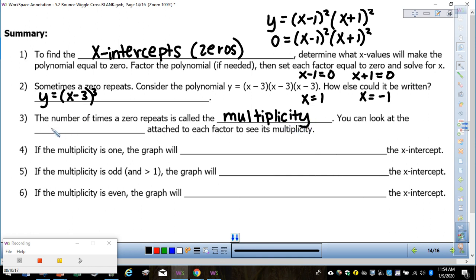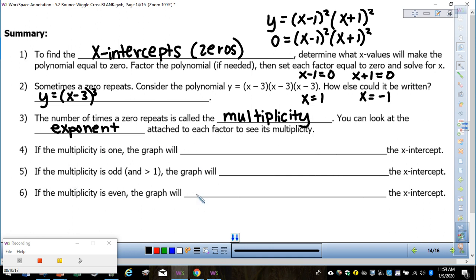And all you need to do is look at the exponent attached to each factor to see its multiplicity. So, for example, in the previous one, it would have a multiplicity of 3. That's the exponent that's attached to the factor. So up until this point, we've been using the word exponent. We said, hey, even exponents, it's going to bounce. Well, now we're going to say if the multiplicity is even, it's going to bounce. And that's exactly where we're headed in the next part.